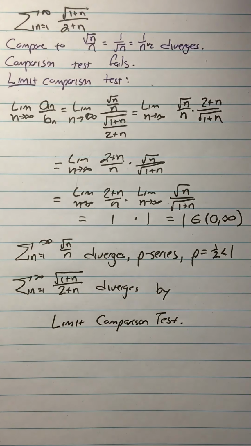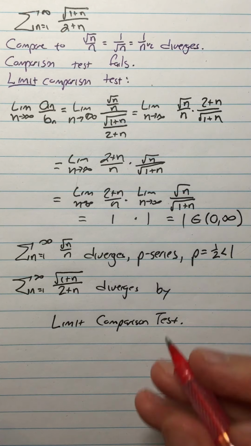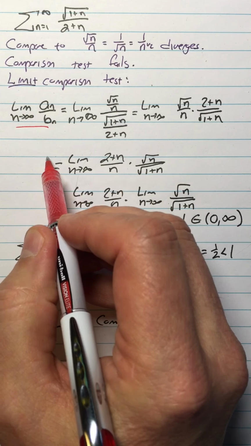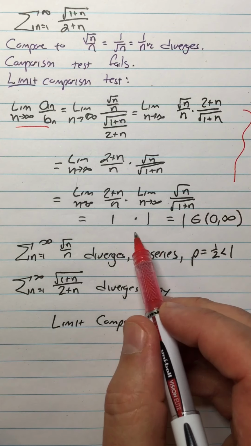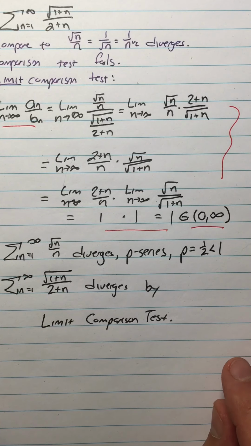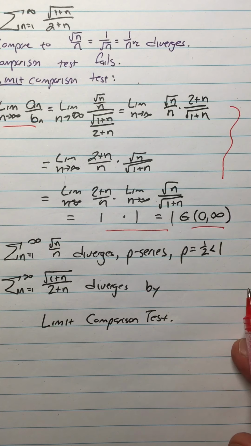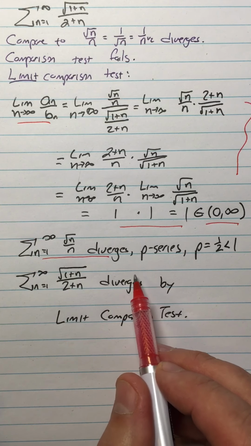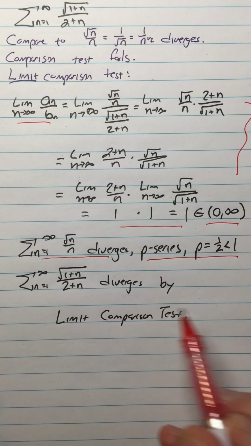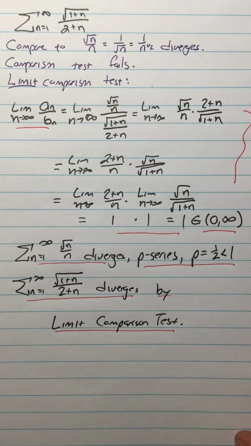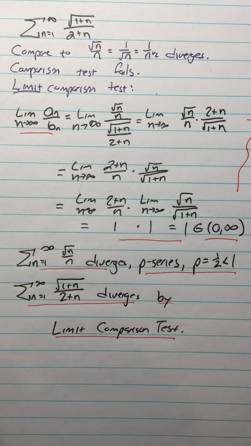All right, so what are the elements of the justification that are required here? We have to calculate the limit, all of this calculating the limit. We have to say what the limit is. We have to say that the limit is a positive finite number, or say that it's in the interval 0 to infinity. We have to say that the comparison series either diverges or converges, and why. And then we state our conclusion and justify by limit comparison test. And that's your standard application of the limit comparison test.